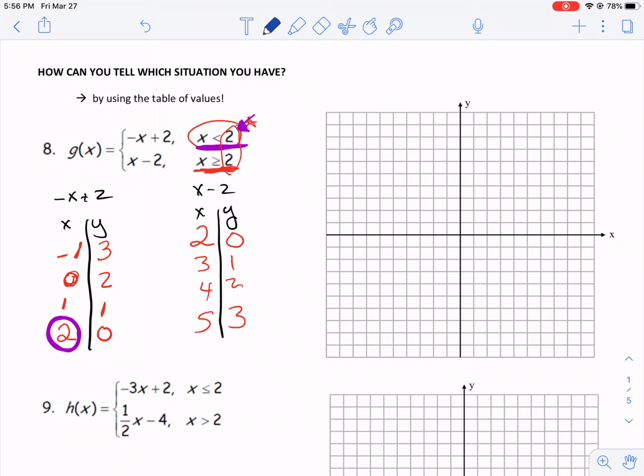Alright, so I'm going to plot the points for negative x plus 2 first. So I have negative 1, 3, a 0, 2, a 1, 1, and an open circle at 2, 0. I do need to connect these dots, but I am not going to put arrows on both ends. It's only going to go in one direction forever. And to figure out what direction that is, go back to your inequality that has your condition on it. And right here, I see a less than. Less than points to the left, which means I'm going to put my arrow on the left side of what I just drew.